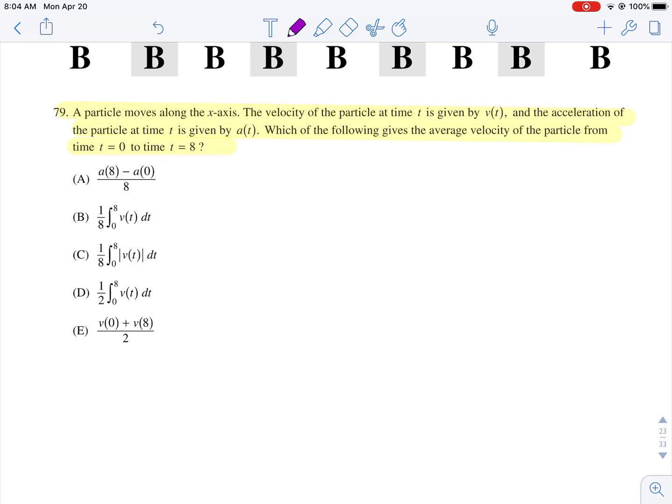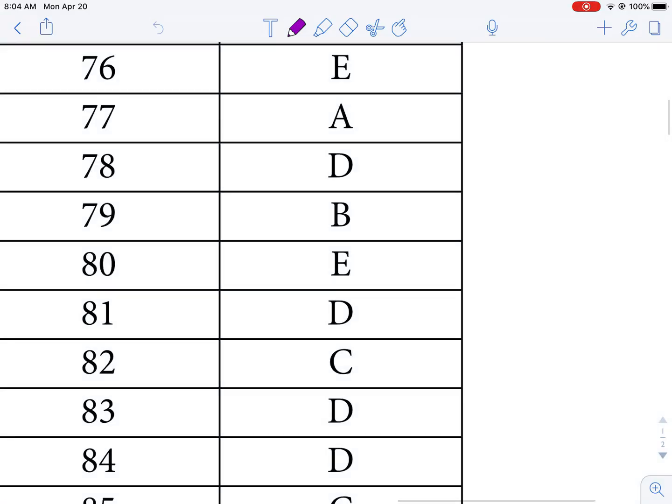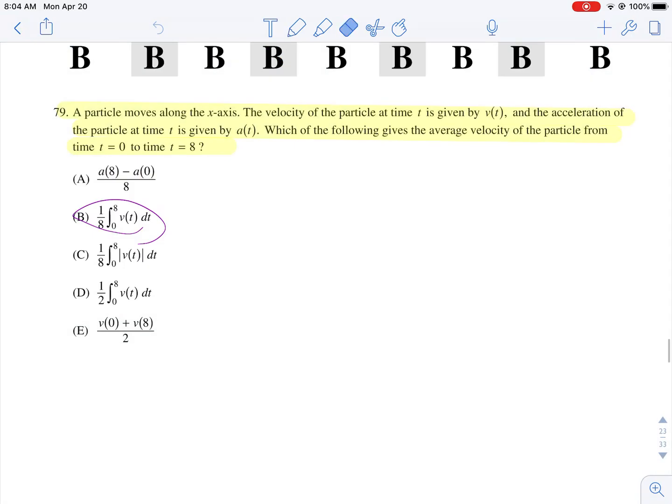This is, we're looking for average velocity. So you do the integral of velocity and divide it by its interval length, and that is the average value of a function. So 79, the answer should be B. Let's talk about what the other things might mean here.